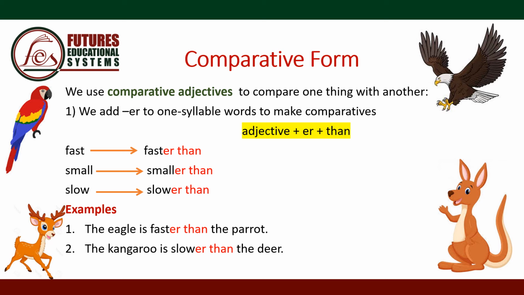In the first example, we're comparing the eagle to the parrot using the adjective fast in the comparative form, which is faster than. In the second example, we're comparing the kangaroo to the deer using the adjective slow in the comparative form slower than.